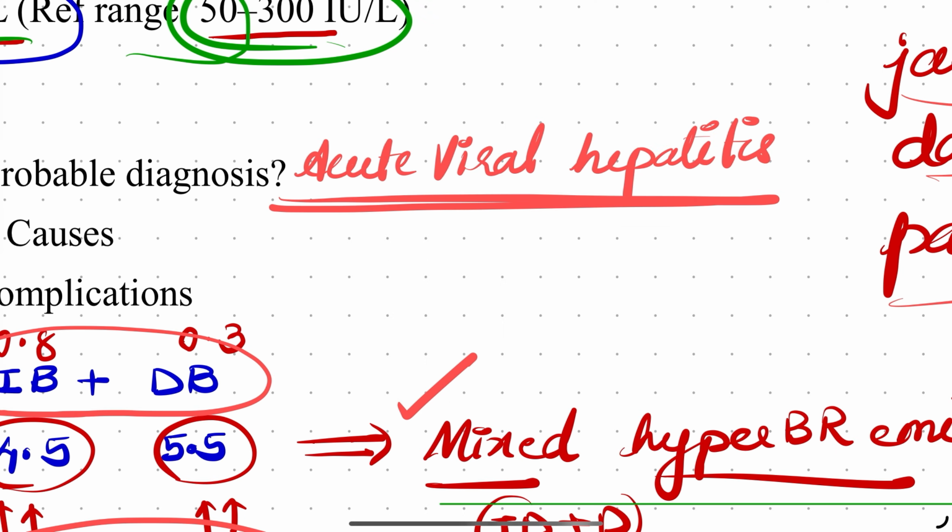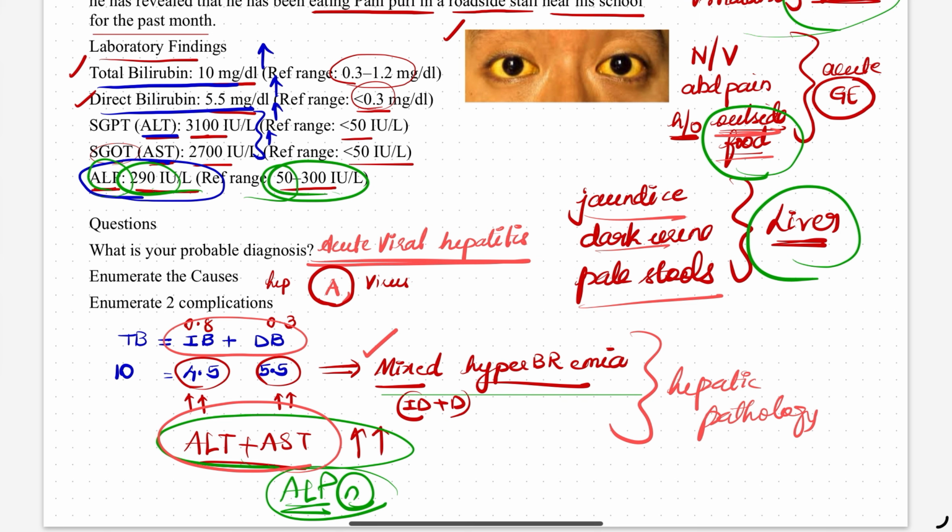roadside food, given the history of outside food intake, it indicates fecal-oral transmission. The fecal-oral transmission is seen in only two cases, hepatitis A and hepatitis E. But hepatitis A is the most common reason for fecal-oral transmission, especially in children. So the most probable diagnosis here becomes acute viral hepatitis because of hepatitis A virus. So your probable diagnosis is acute viral hepatitis because of hepatitis A virus.